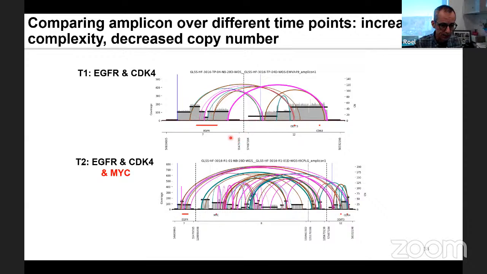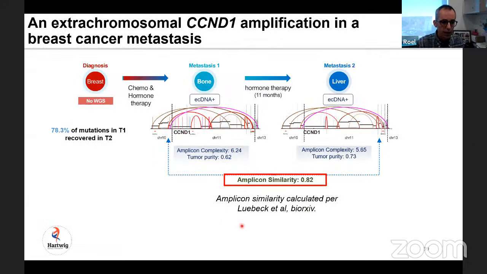Time point 2 of that same tumor, now you can appreciate that the amplification has become a lot more complex, many more lines. And actually, there's a third oncogene that has appeared on the amplicon. The MYCN oncogene has been sort of added to that ecDNA structure. If you look at copy number, the y-axis here, average copy number here is probably about 35x or something like that. And the recurrent sample is actually a little lower. It appears to be more like 20x if I had to eyeball the average copy number for this particular structure. So that's just to give you an indication of what this looks like.